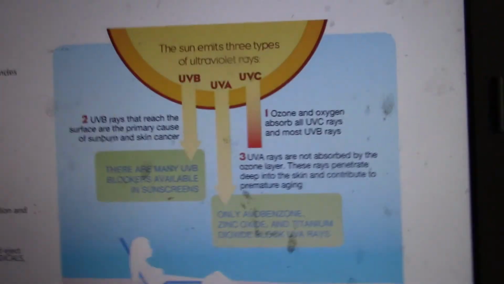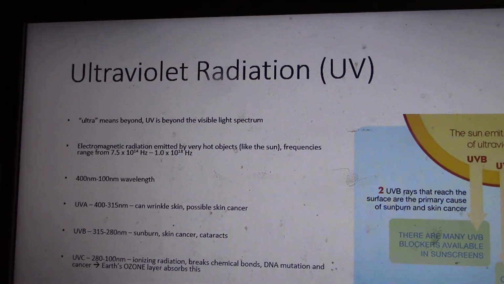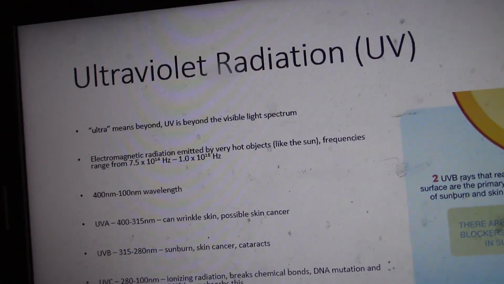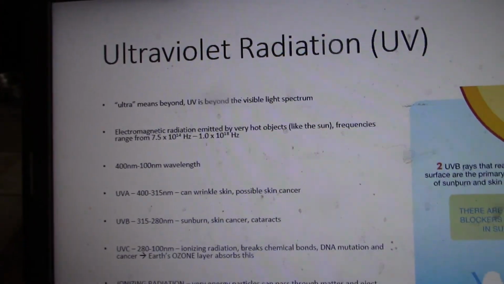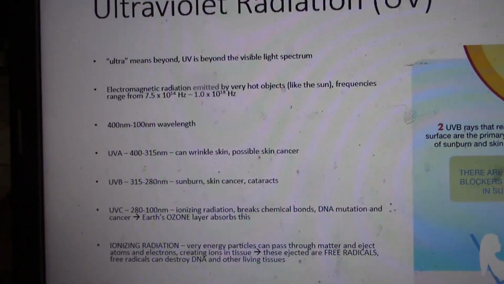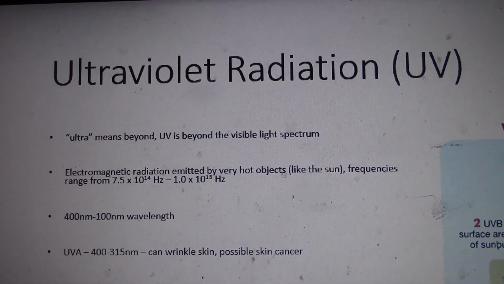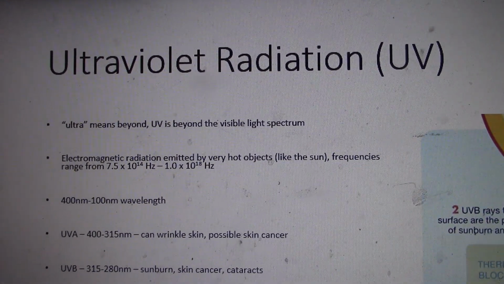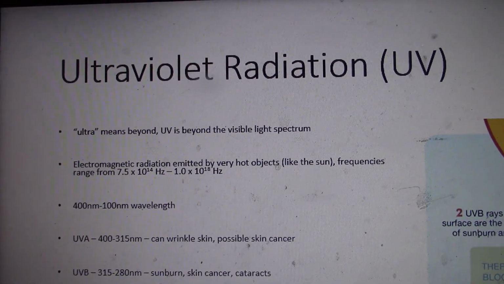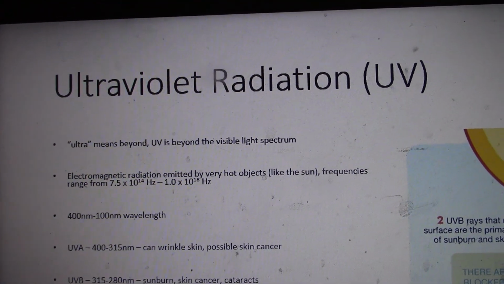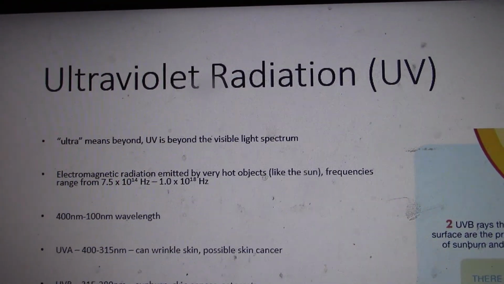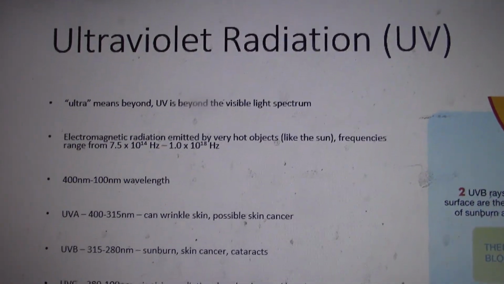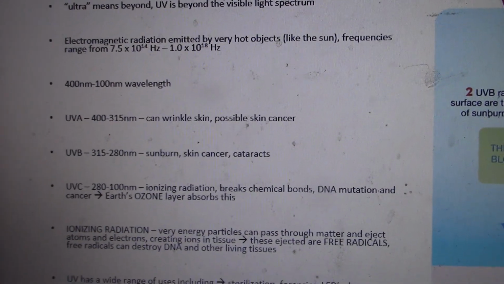Okay, so UV, you should know the differences in UVA, UVB, and UVC. So ultra means beyond, so we're beyond the light spectrum. Ultraviolet is what gives us sunburns. So it's electromagnetic radiation emitted by very hot objects. So things that can produce their own heat can emit their own light if they're hot enough. So you can see the frequency increases again, and we're looking at even shorter wavelengths, 400 nanometers to 100 nanometers.